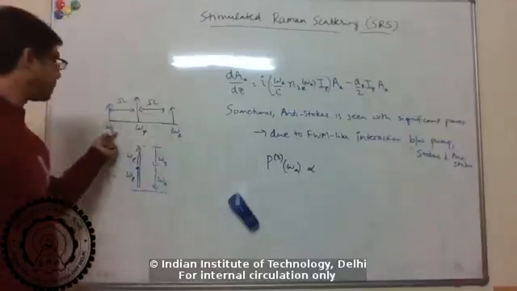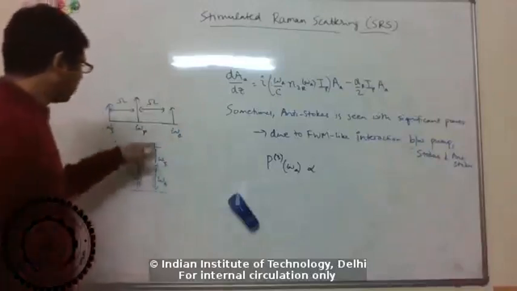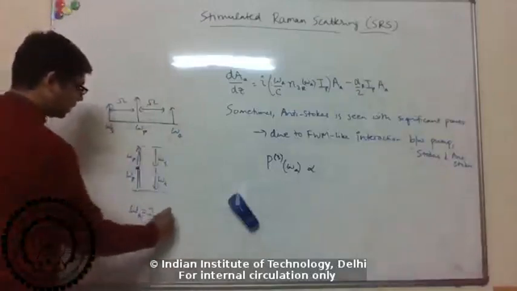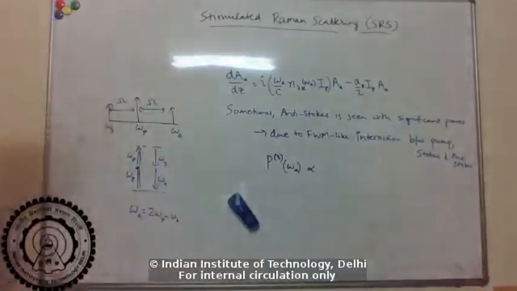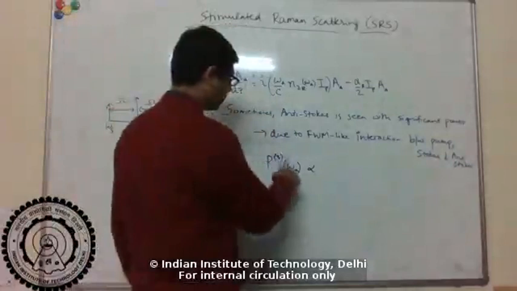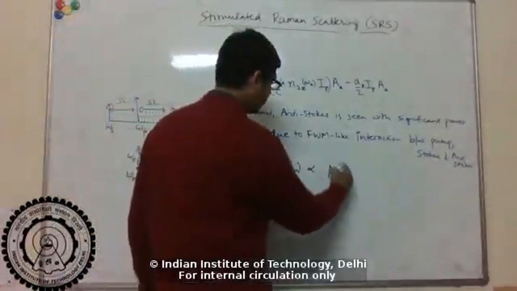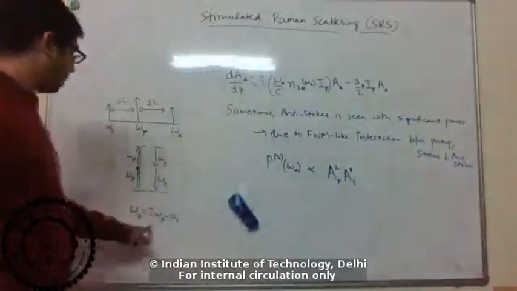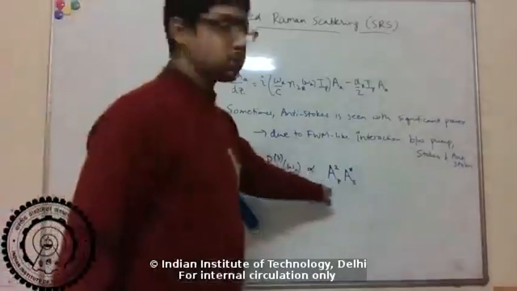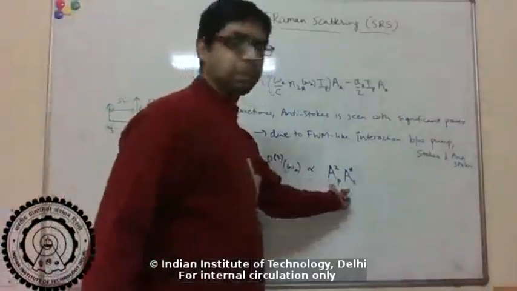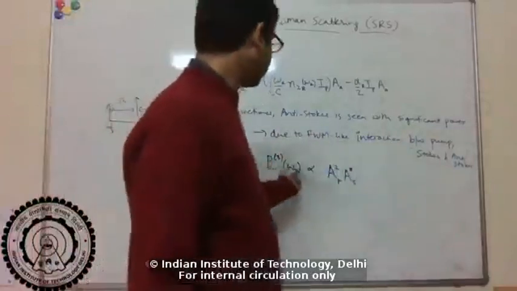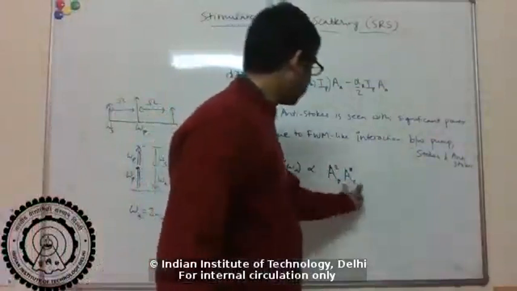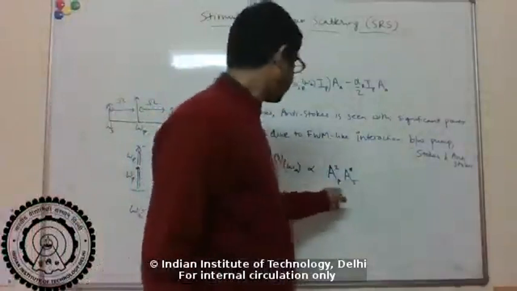So now we have, let's say, the Stokes also present. From here, you can see that omega_A is 2 omega_p minus omega_s, which means there would be a nonlinear polarization term which varies with the frequency omega_A, which goes as A_P squared A_S conjugate, right? Omega_p minus omega_s. And this looks like a four-wave mixing term. If you remember our discussion of four-wave mixing, we had terms like the square of the pump, and then the idler went as the signal conjugate, and the signal went as the idler conjugate.